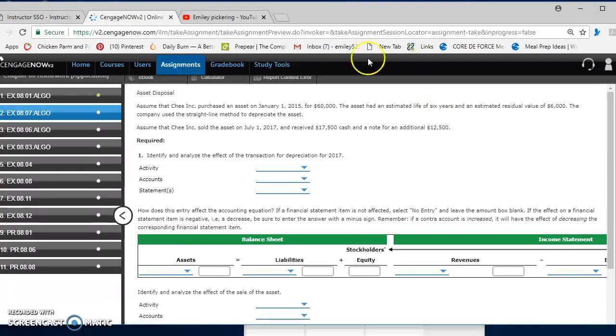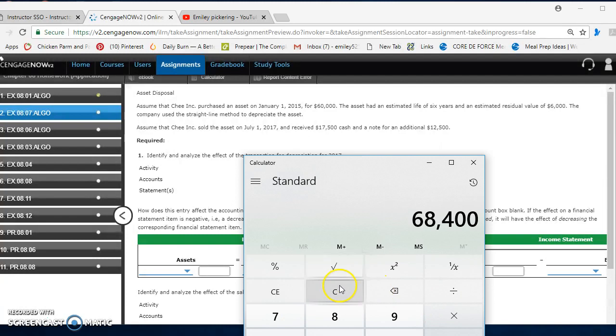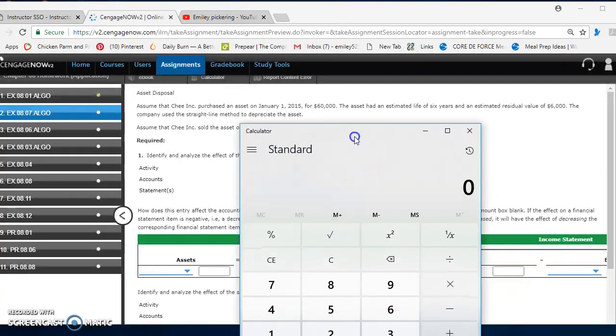So after it looks like 2.5 years, we received this much in cash and this much in a note. So we're going to add those together, and that's going to be the selling price. So let's see how much it should have been depreciated. So we have $60,000 minus our $6,000 residual value divided by the useful life, which is 6. So we should be depreciating at $9,000 per year.